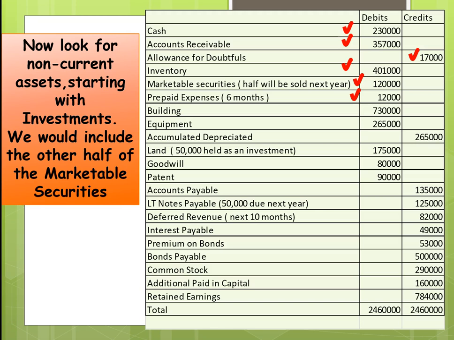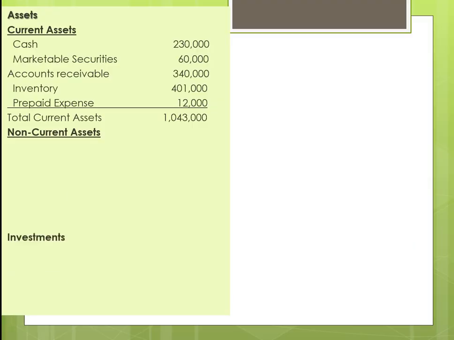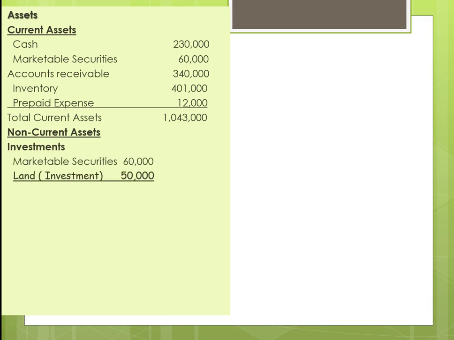So now what we're going to do is check off all of the items that would be part of investments. And remember, we still have half the marketable securities. So we would take that half of the marketable securities, and we would take the $50,000 of the $175,000 that is being held for investment. Non-current assets are investments. We'd list first the balance for our marketable securities and $50,000 of the $175,000 for the land. And that would be our total investments.